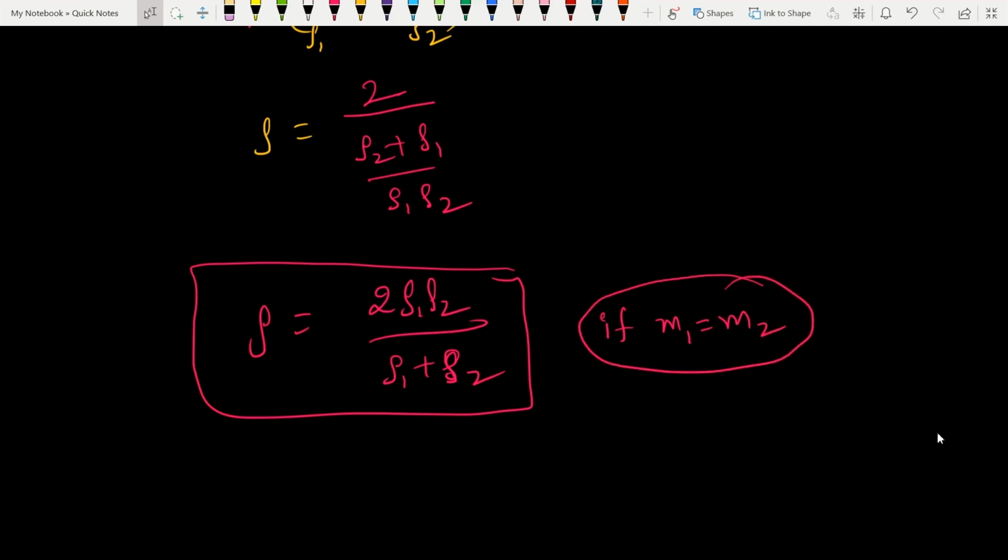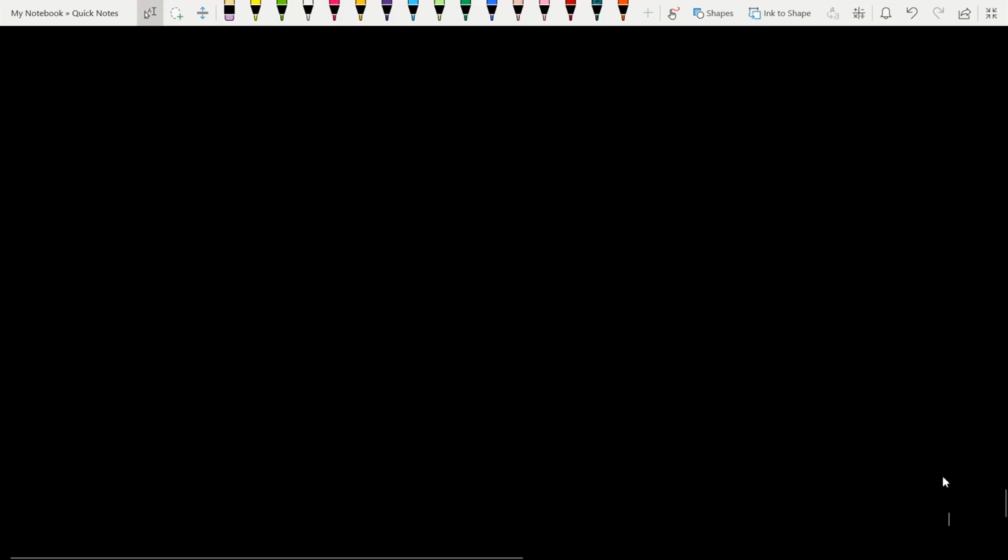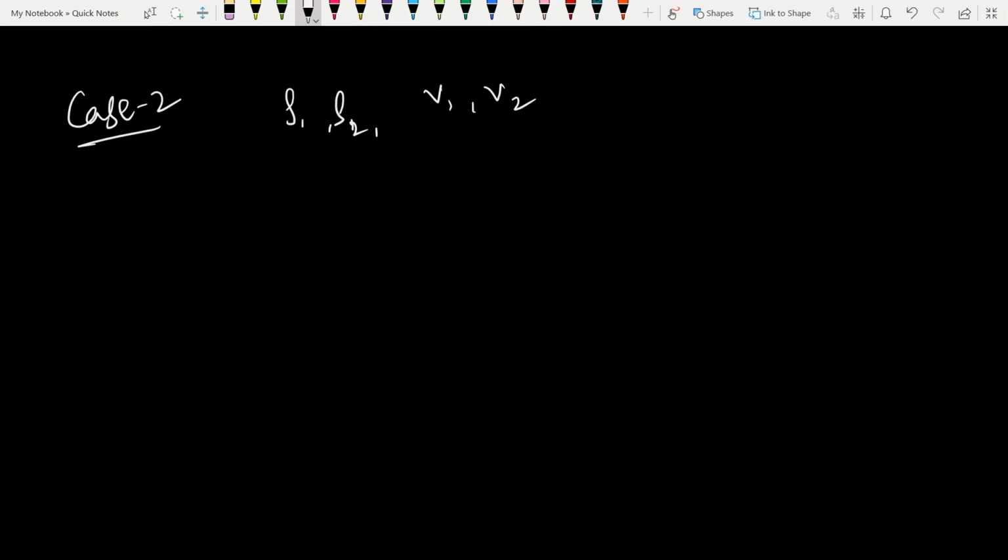So we got it. Now, for the same condition, if the volumes are equal, how will the formula become? Let us check that case also. That is case number 2. Consider two liquids with densities rho 1 and rho 2, and volumes V1 and V2, mixed together.